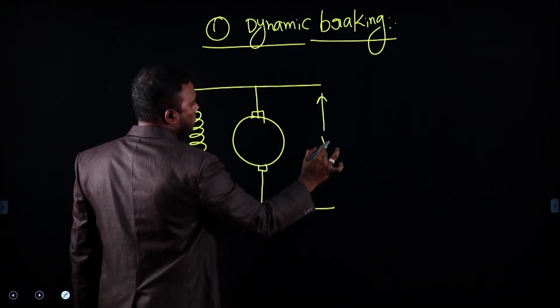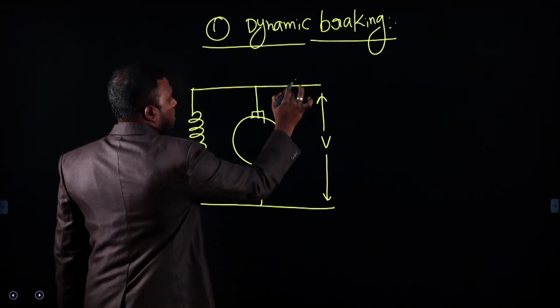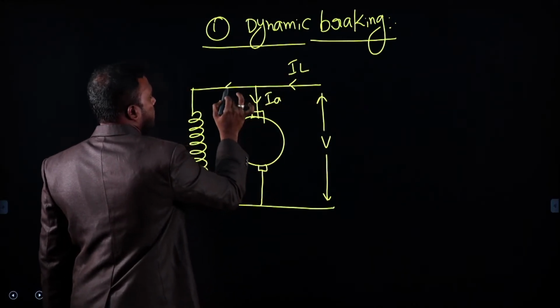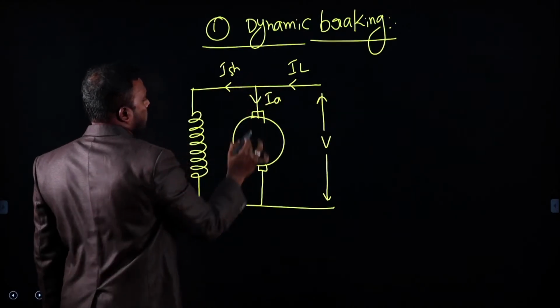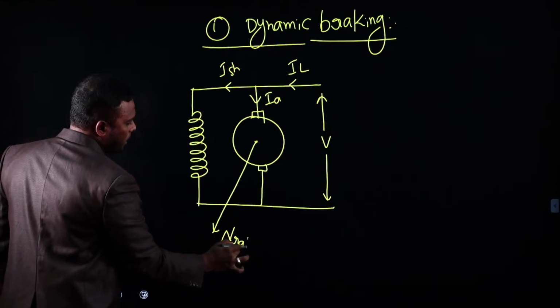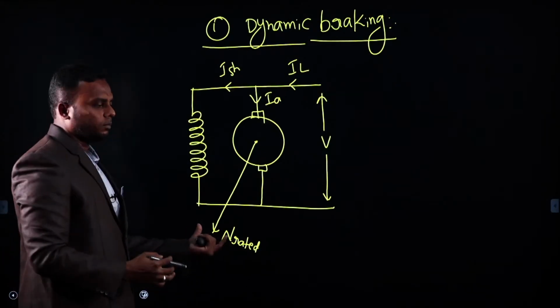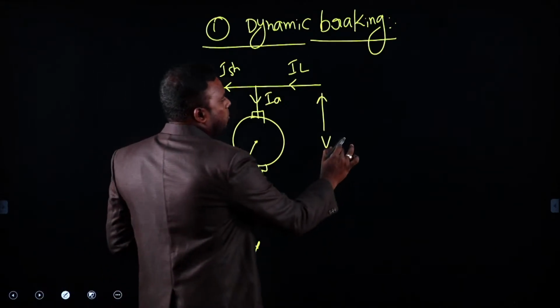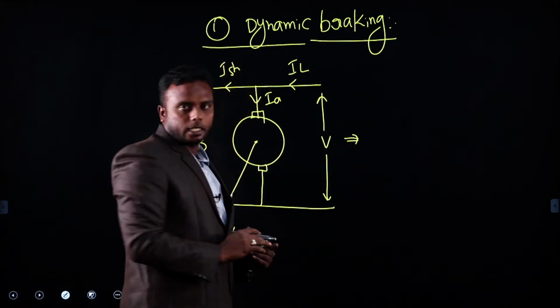Let the motor be at rated voltage V, rated current, running at rated speed. This is under normal running condition. The motor is running at some 1000 rpm or 1200 rpm, whatever it is. Now we need to provide electrical braking.